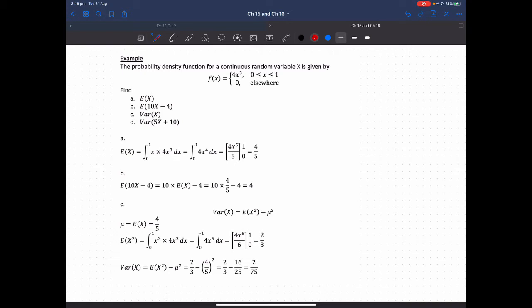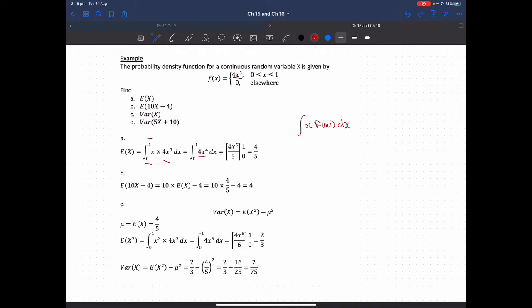So we know for our expected value of x, we have terminals of 0 and 1. We know we have a formula which says x times f(x) dx. Well, between 0 and 1, f(x) is 4x cubed. So if we go x times 4x cubed, we get 4x to the 4 between 0 and 1.